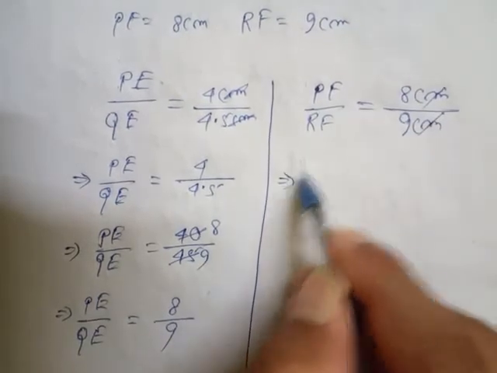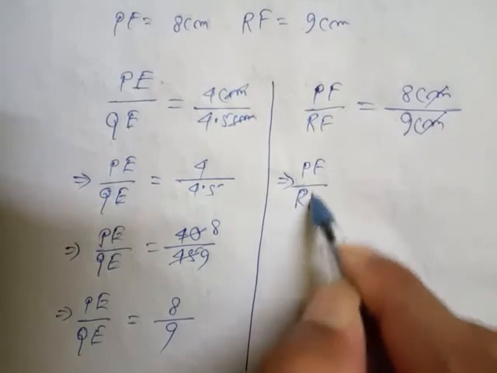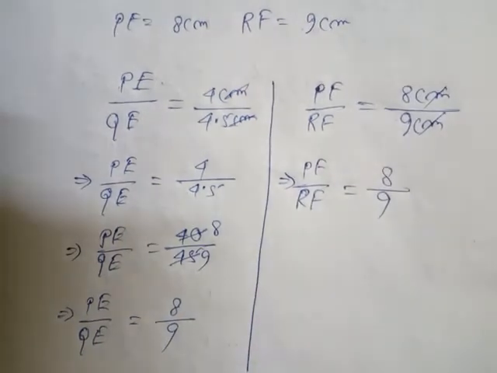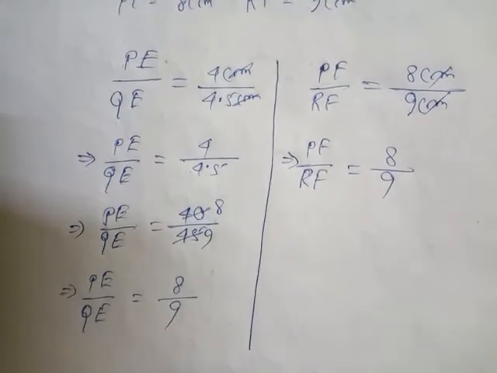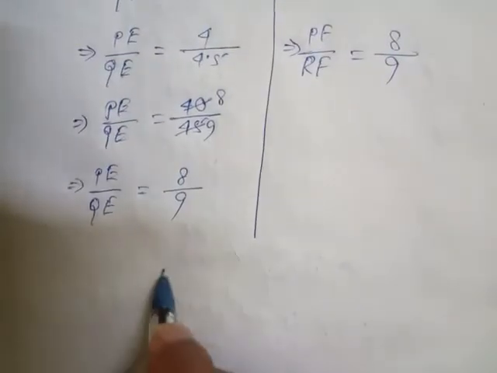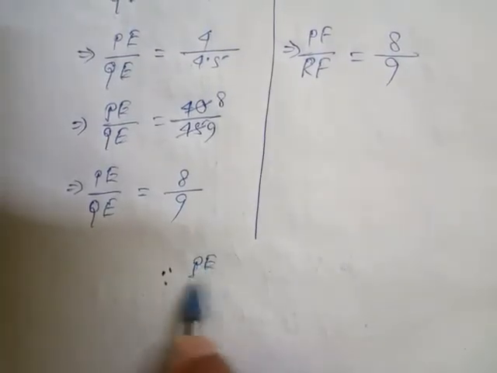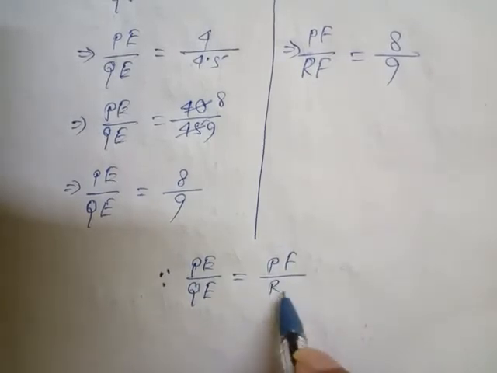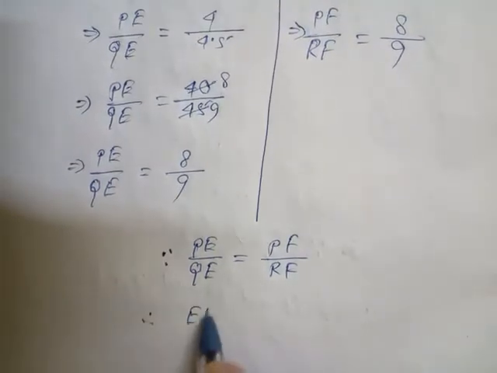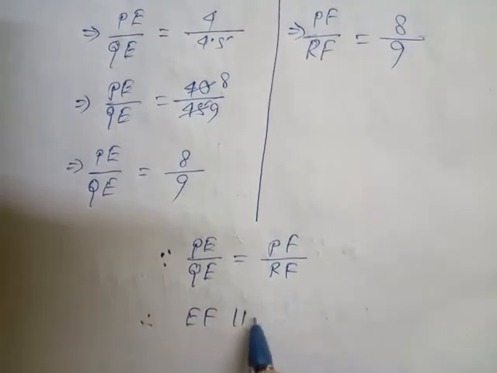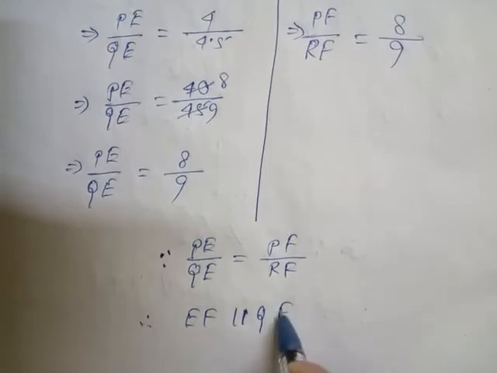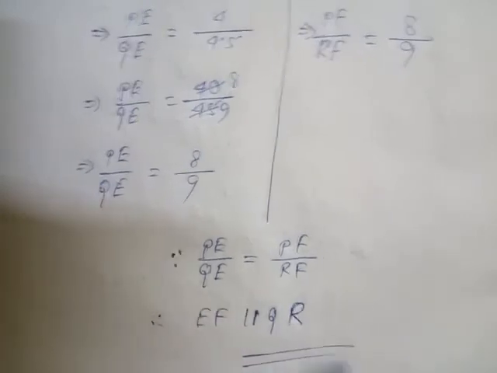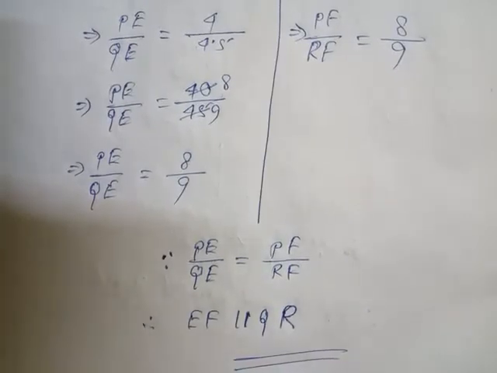CM cancel. So PF equal to RF equal to 8 by 9. Now look student, these two values are equal. So we can say that here, last line, since PE by QE equal to PF by RF, therefore EF parallel to QR, which means students, EF parallel to QR. This is the answer of 2 Roman 2.